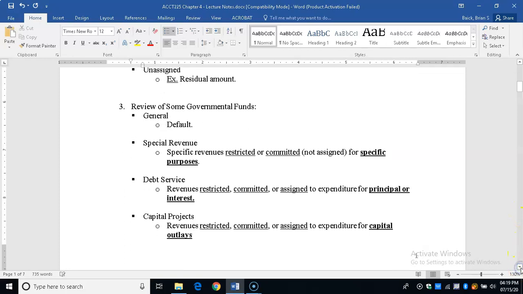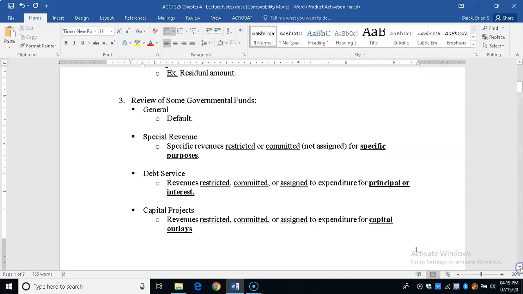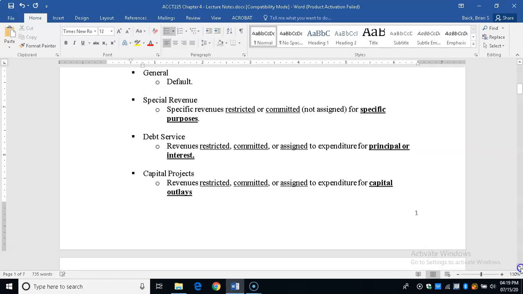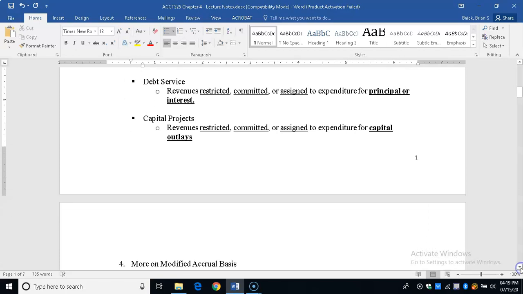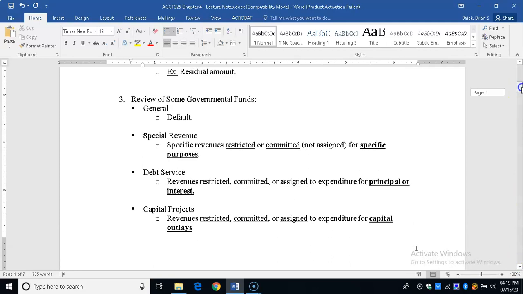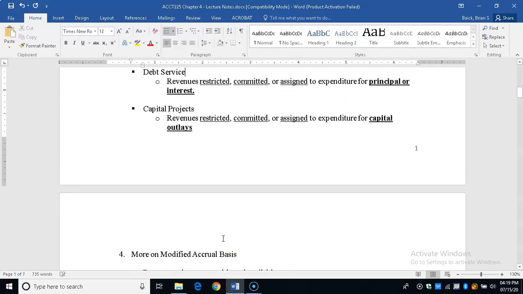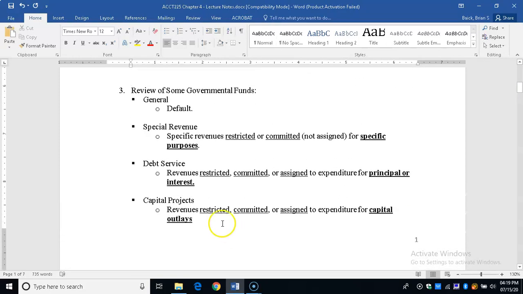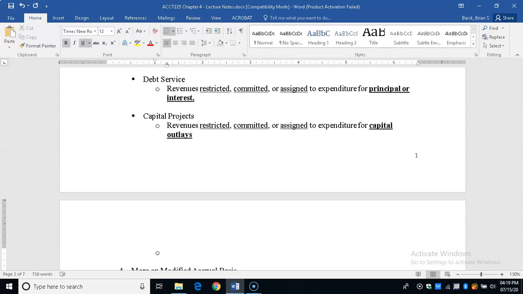Okay, so we remember that governmental funds come in 5 types. The last one is not here, but you can see the last one would be the permanent fund. So we're going to add that here, permanent fund.